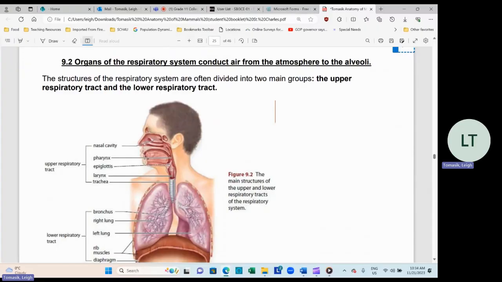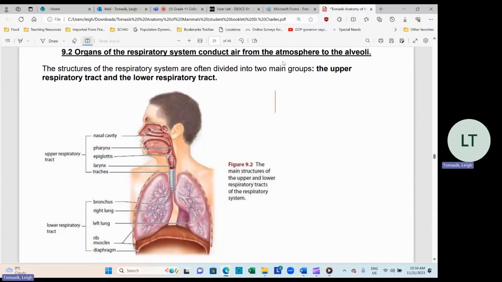Let's take a look at the organs of the respiratory system. What parts of the body are in your respiratory system? Yes, your lungs, but also some other parts. So the organs of the respiratory system conduct air from the atmosphere to the alveoli. The alveoli is a part of your lungs. Okay. So there are two main parts of your respiratory system. There's the upper respiratory tract and the lower respiratory tract. The upper respiratory tract covers everything before your lungs.